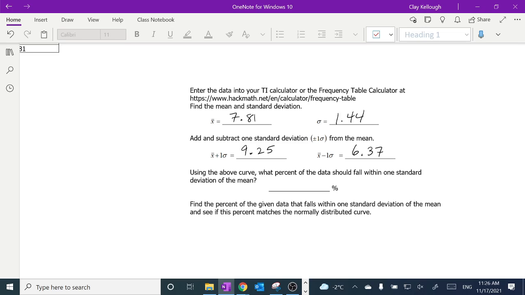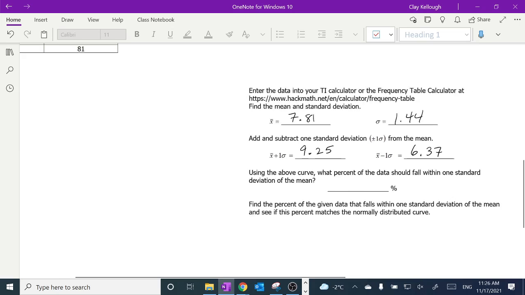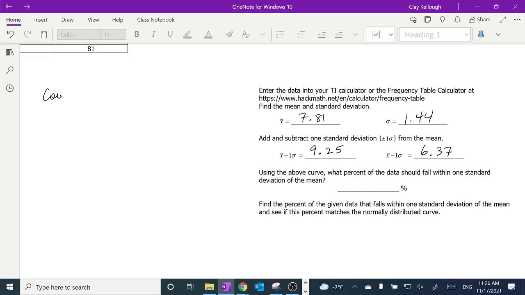Where would you count the size 9s? Would you say they fall between those two numbers? I would say yes, because 9.25 rounds pretty close to 9. So I'm going to count all the size 9s.